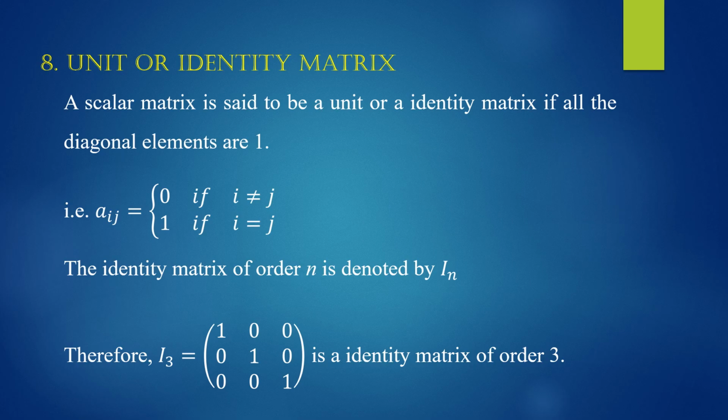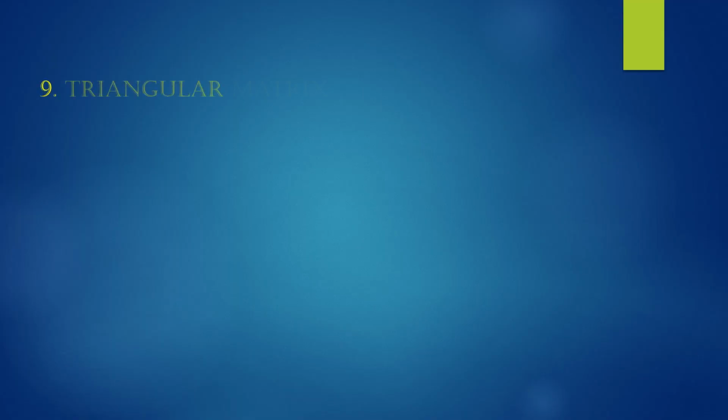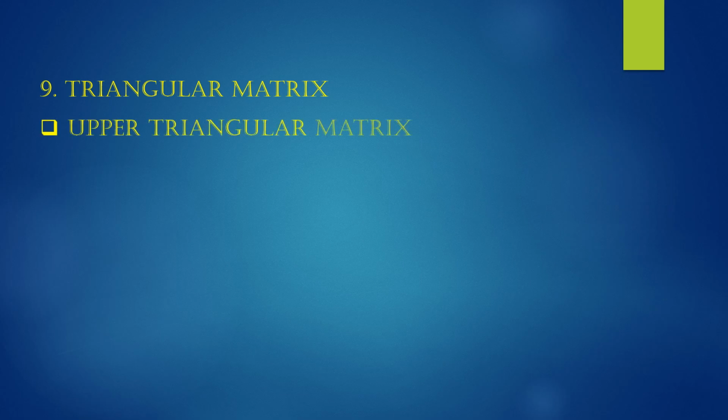Okay, so come to the next one, number 9. Triangular matrix. A triangular matrix means in this case a triangle shape will form inside a matrix. There are two kinds of triangular matrix. One is called an upper triangular matrix and the other is called a lower triangular matrix. So let me define the upper triangular matrix. Upper triangular matrix means, from the diagonal elements, the upper half of the matrix is non-zero and the lower half of the matrix is 0, like this.